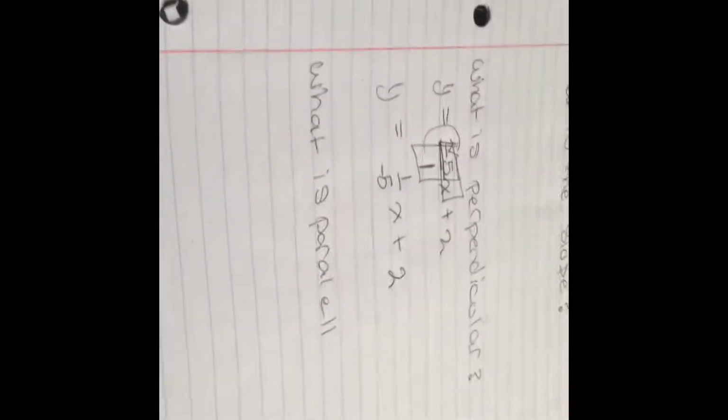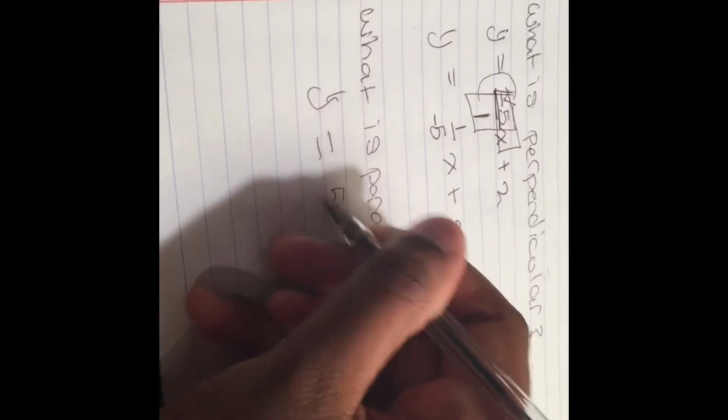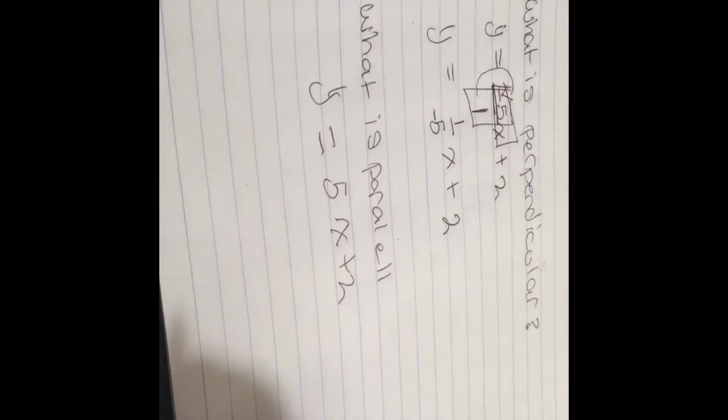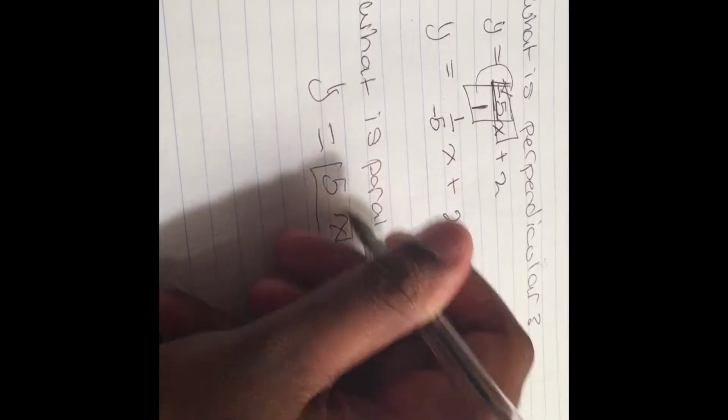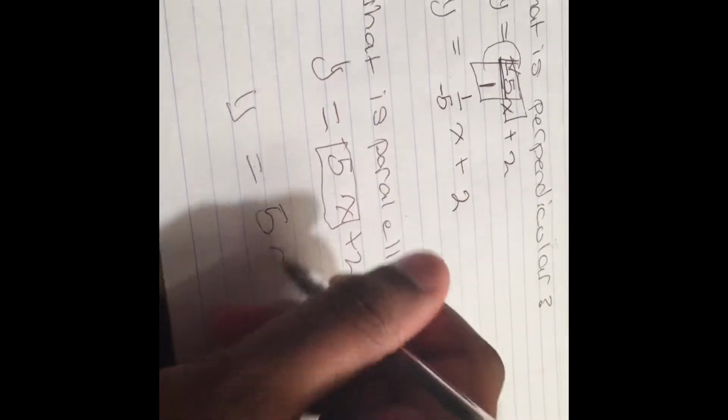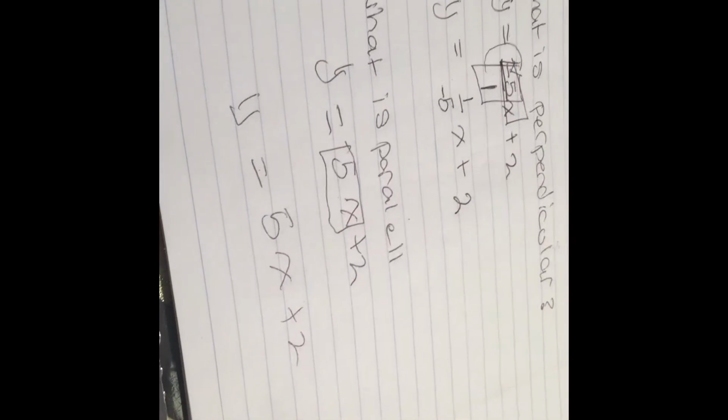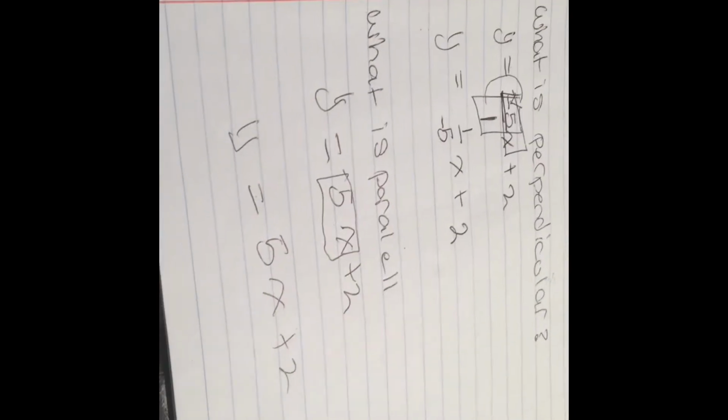And then for parallel, if you had y equals -5x plus 2, and it's asking for a parallel line to this, it would literally be the same thing. Parallel is basically the same. You know what I'm saying? So yeah, now on to the actual work.